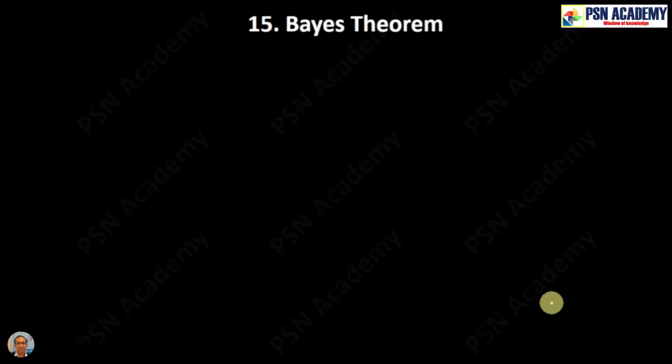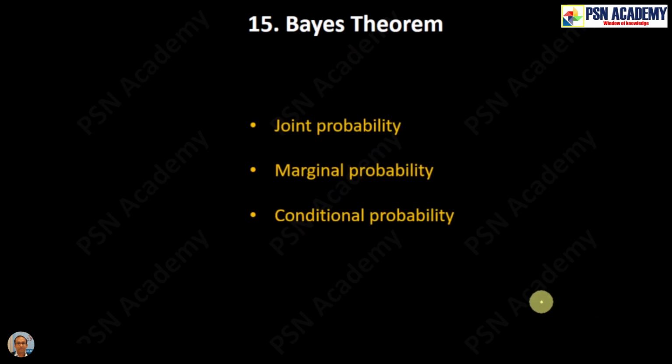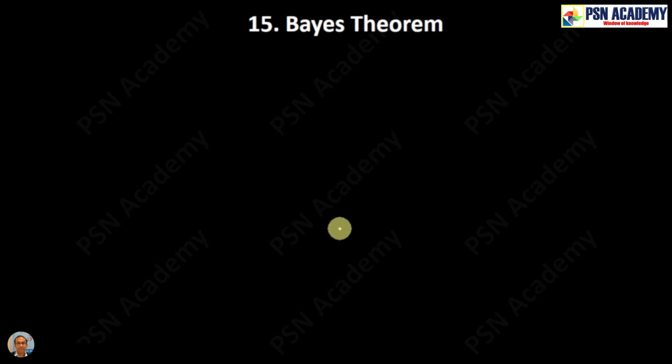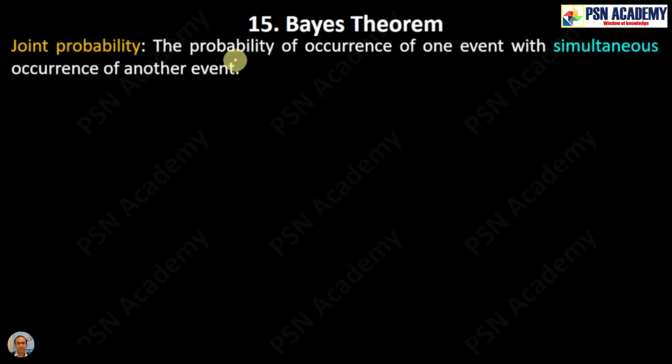Next, we go with Bayes' theorem. Before starting, you have to have knowledge of joint probability, marginal probability, and conditional probability. We start with joint probability. This probability deals with two events, and both the events occur simultaneously.